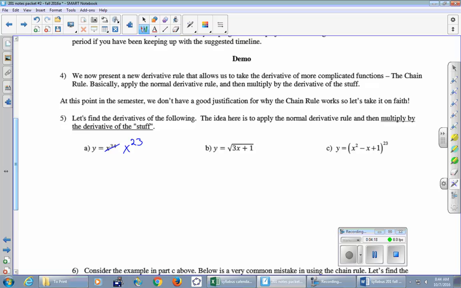Number 5, let's find derivatives of the following. The idea here is to apply the normal derivative rule and then multiply by the derivative of the stuff. We're going to say that phrase a bunch. Multiply by the derivative of the stuff. I made a slight change to part A. Can you guys cross off x to the 34 and make it x to the 23?